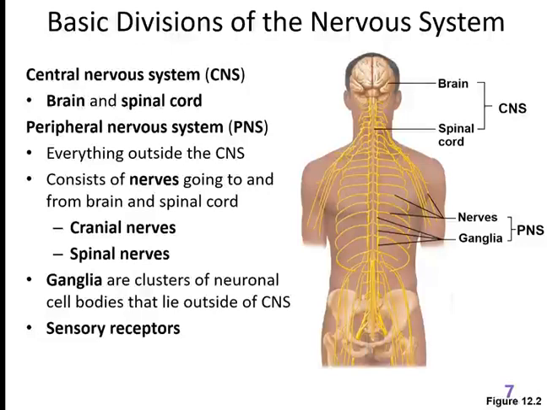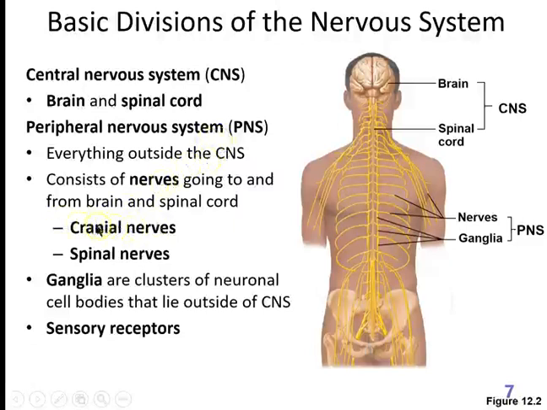Okay, so this is the basic set of divisions of the nervous system. We divide it into the central nervous system, or CNS, and that's the brain and spinal cord, and the peripheral nervous system, and that's everything else. So that includes the cranial nerves.